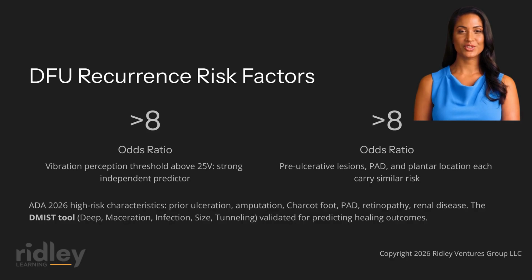And here's where it gets interesting from a risk perspective. Risk factors independently associated with ulcer recurrence include elevated vibration perception threshold, exceeding 25 volts, with an odds ratio greater than 8, pre-ulcerative lesions, peripheral artery disease, and plantar foot location, each carrying odds ratios exceeding 8. Those are strong numbers. Recognizing these risk factors during your initial assessment enables targeted preventive interventions and appropriate surveillance scheduling.